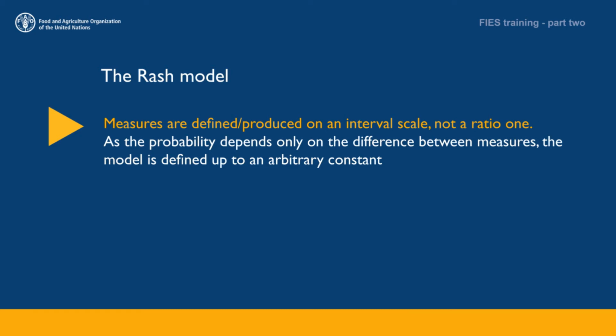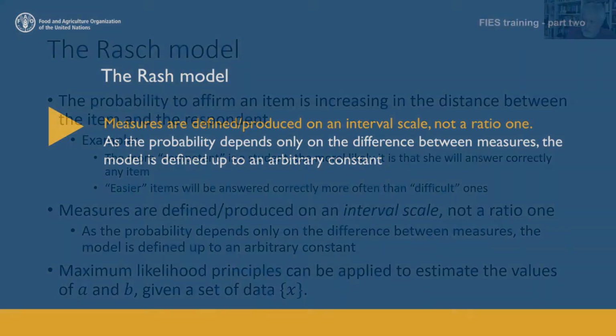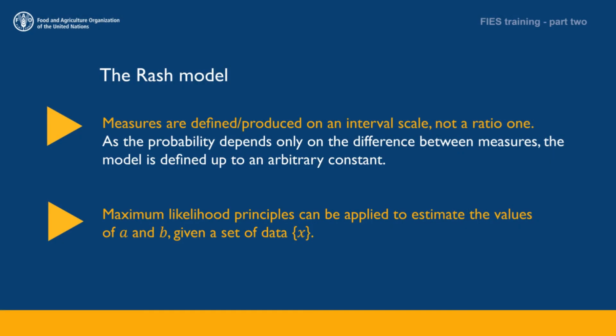So the bottom line of this conversation is that as the probability depends only on the difference between the measures, the model only defines your measure up to an arbitrary constant. And therefore, we need to understand, before comparing measures obtained with two different applications of the Rasch model, in two different communities, in two different countries, in the same community at two different moments of time, that we cannot compare the numbers directly. We need to first make sure that we calibrate them, okay?